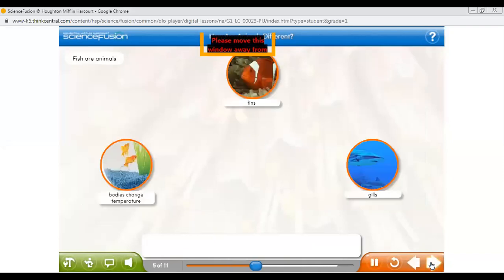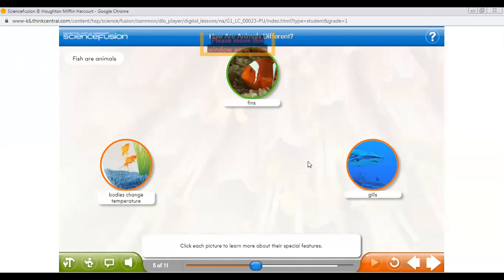All fish live in water. They have special features that help them survive there. Fish live in water and have fins for swimming. The temperature of their body changes when the temperature of the water changes. Click each picture to learn more about their special features.